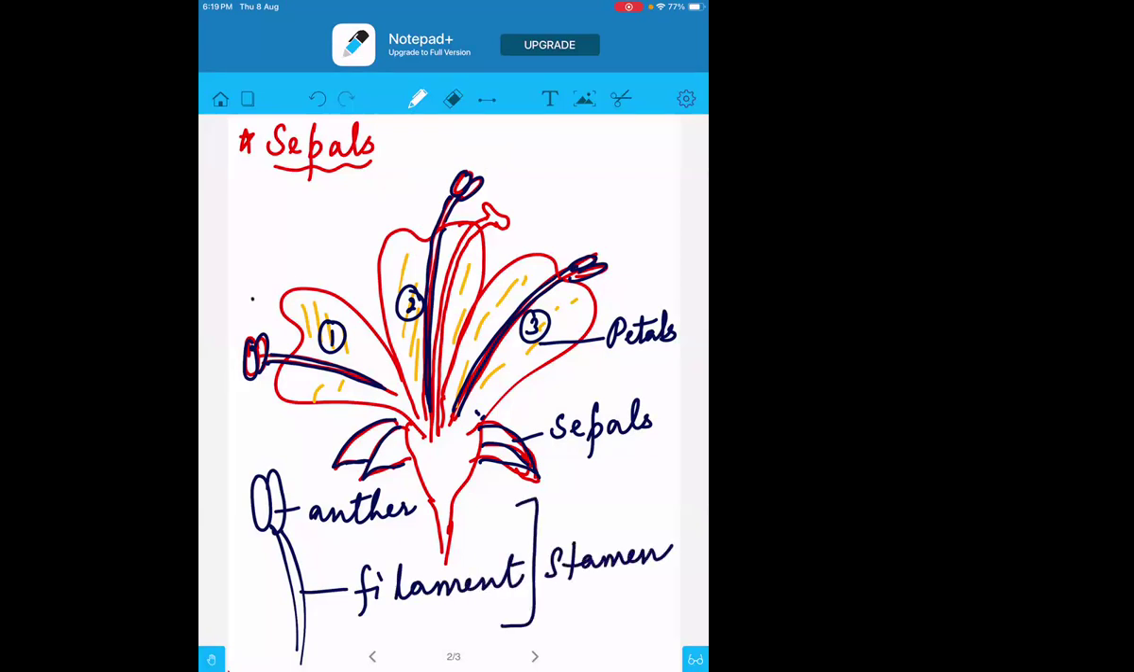So how many stamens are here? One, two, and this three. Fine. So three stamens are there with the anther and filament both. So both will be present there.